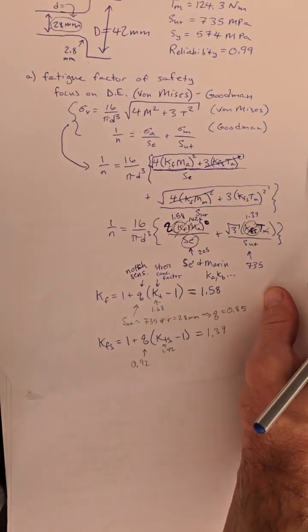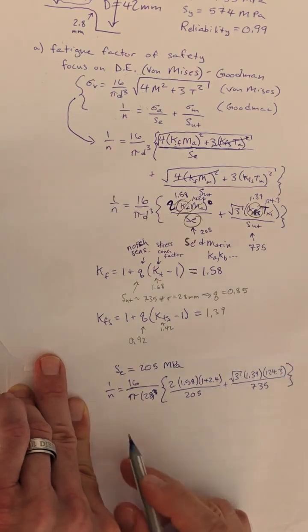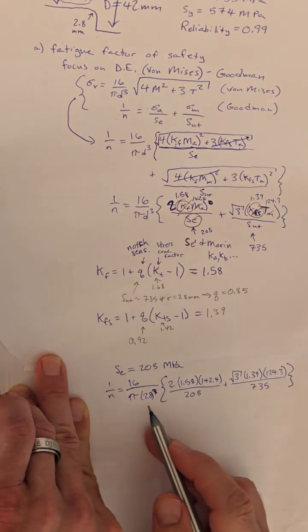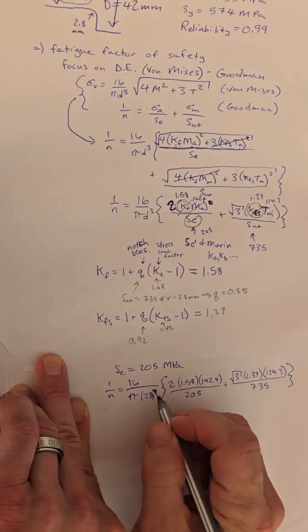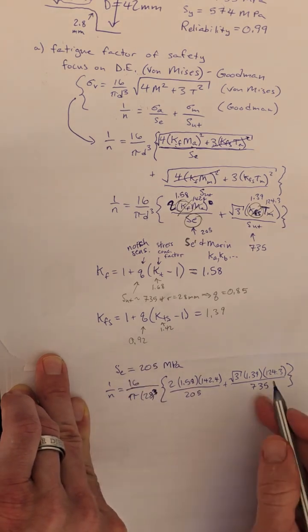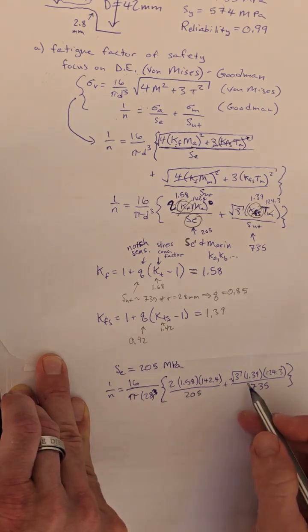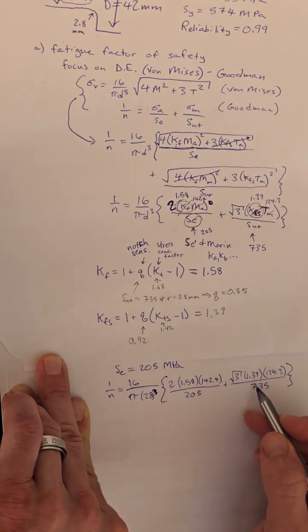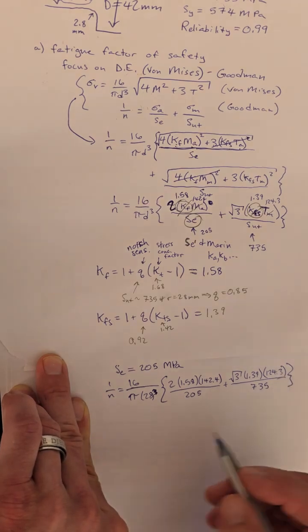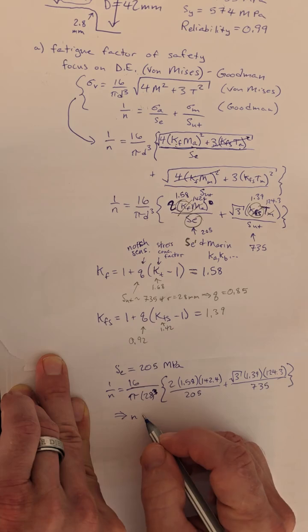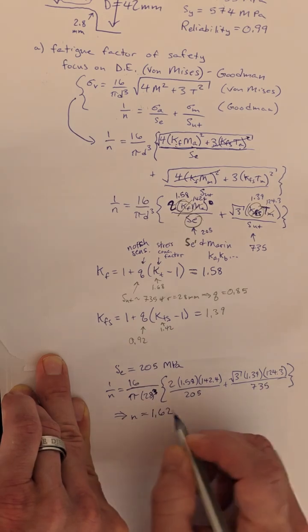So let's rewrite this so we can do the math. Here's our final equation. 1 over n equals 16 over pi, 28 millimeters cubed, times this whole quantity, 2 times 1.58 times 142.4 over 205, plus the square root of 3 times 1.39 times 124.3 over the ultimate tensile strength of 735. Solve this for n, and you get n equals 1.62.